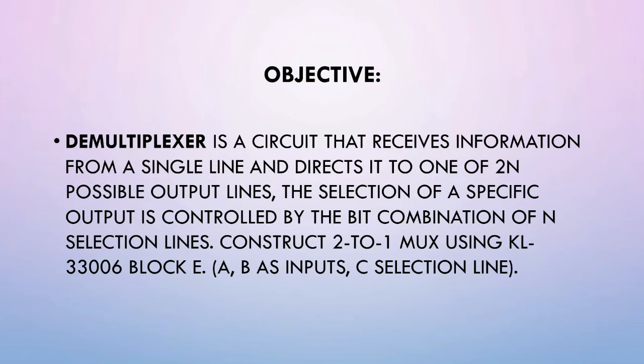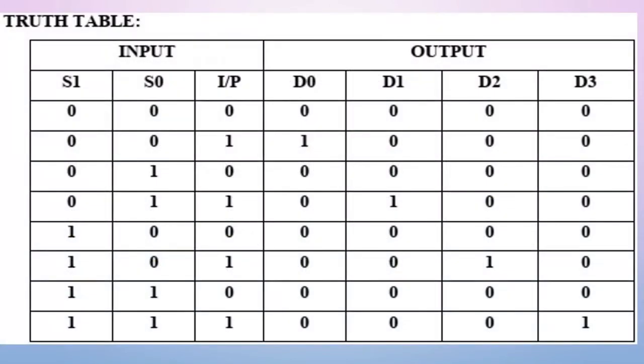And A, B are inputs and C will be the selection line. So the truth table will look like this. S1, S0 are selection inputs, IP is also an input, and D0, D1, D2, D3 are outputs. In this, IP is the input. So 2^n will be outputs, and the input will be a single input. So IP is a single input, and S1 and S0 are 2 selection lines. Based on the selection lines, the operation will be taken.